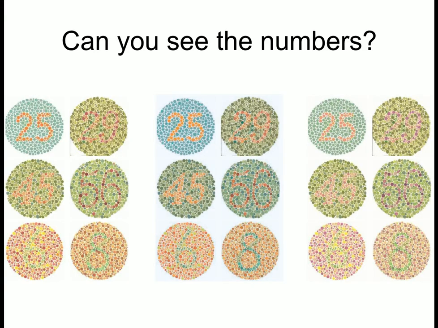You can try with these numbers here and see if you've inherited color blindness. Can you see all of them? There's red, green, blue, yellow. There are different kinds of color blindness. You can see all these.